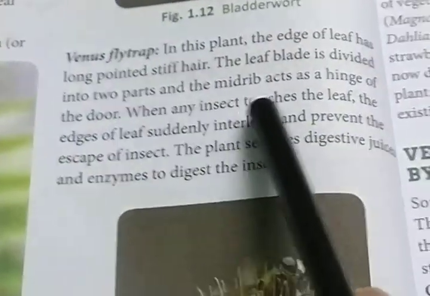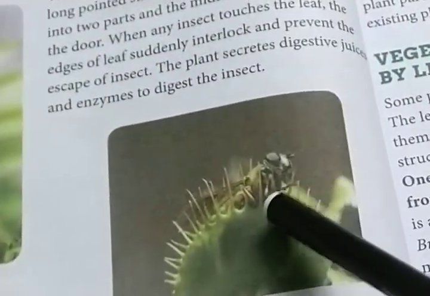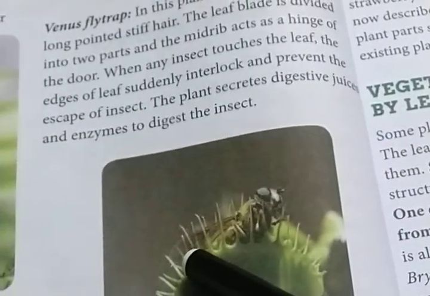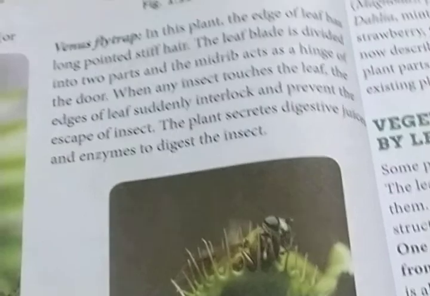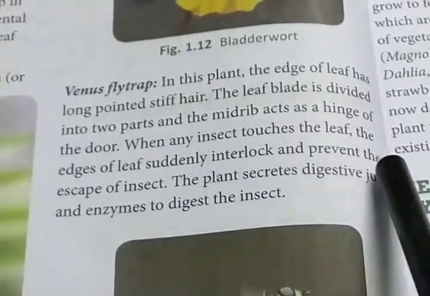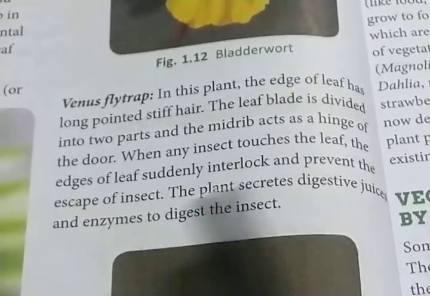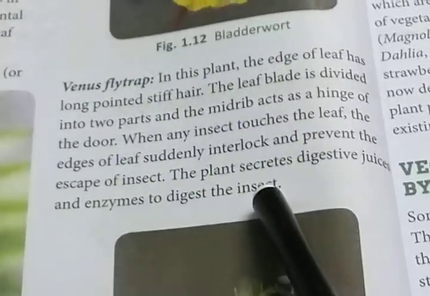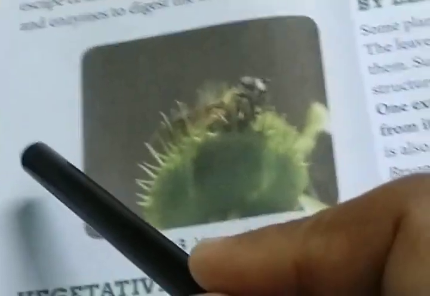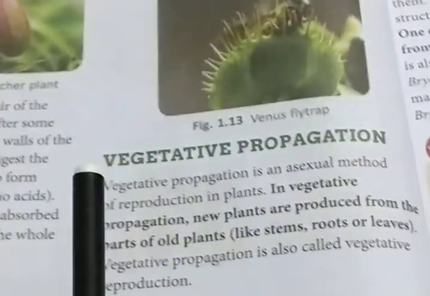When an insect touches the leaf, I mean the two parts of the lamina, the edge of the leaf suddenly interlocks and prevents the escape of the insect. The plant secretes digestive juice and enzyme to digest the insect. So in this way, some insectivorous plants fulfill their lack of nitrogenous product for their body growth.